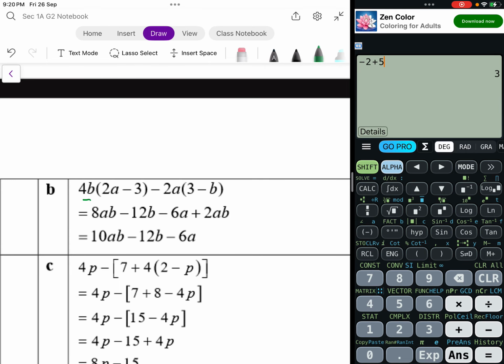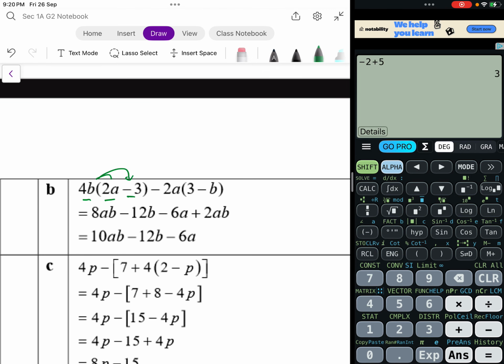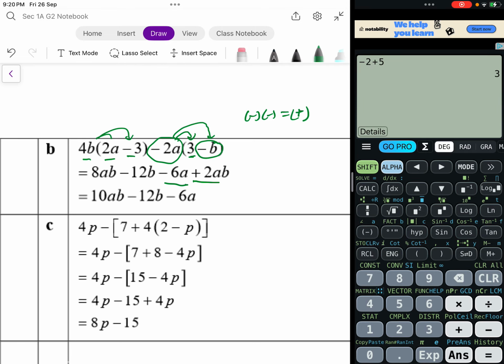Next one. Remember 4b needs to multiply with both 2a minus 3. So 4b times 2a, 8ab. 4b times minus 3, minus 12b. Then down here you have negative 2a multiplied by 3, but don't forget about the negative sign. Negative 2a multiplied by 3, you'll get minus 6a. Negative 2a multiplied by minus b, so if you remember, minus minus plus, so you will get plus 2ab.